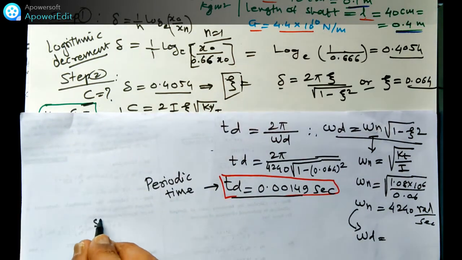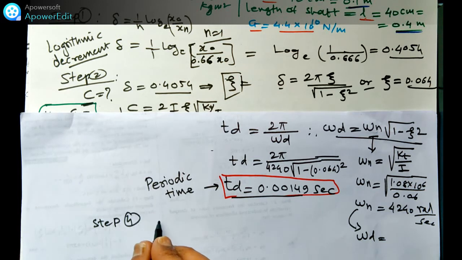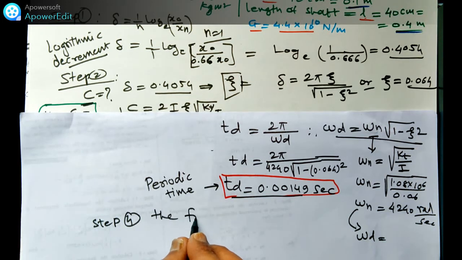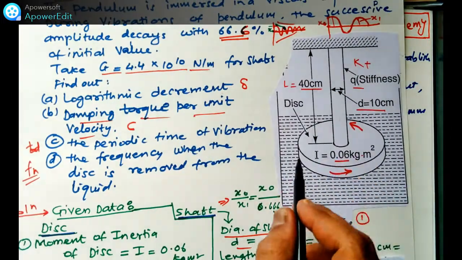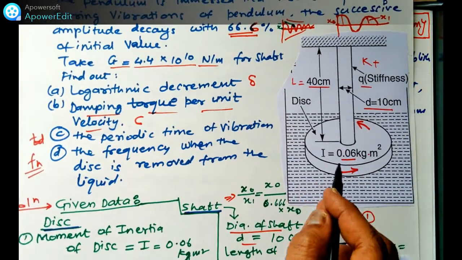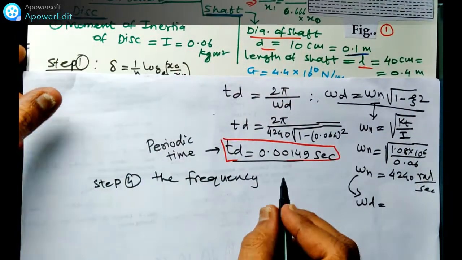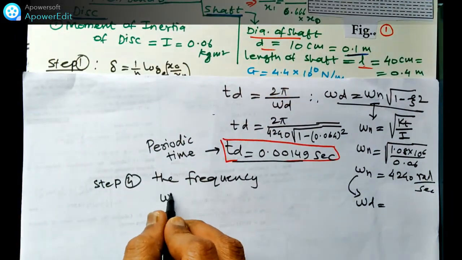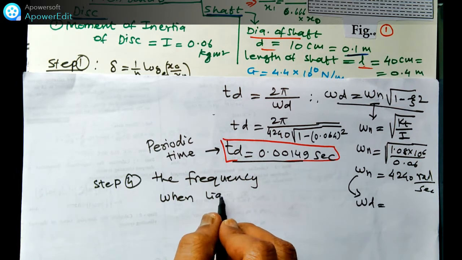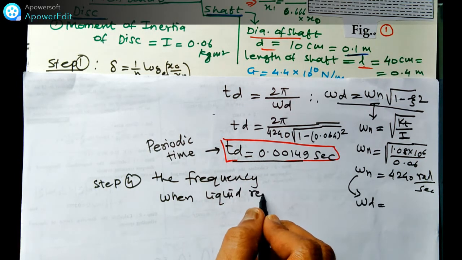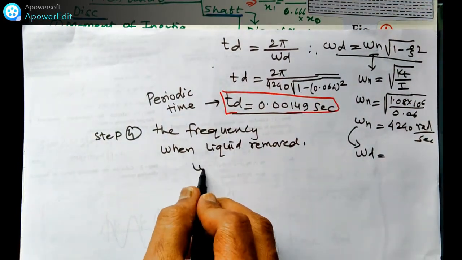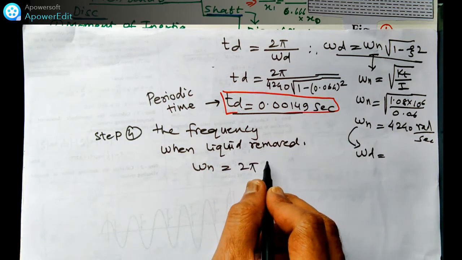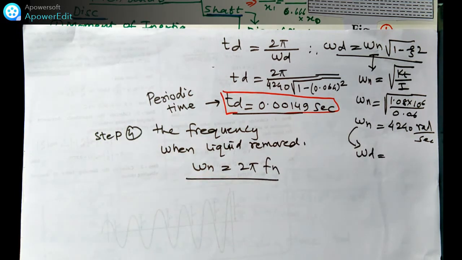Now what do we have to do? Step 4, calculate the frequency. What do we have to find out? The frequency when the liquid is removed. Consider that inside there is no liquid. In that case, the frequency when the liquid is removed. So how to find out this frequency? Omega n is equal to 2 pi Fn. This is the formula for finding the natural frequency.